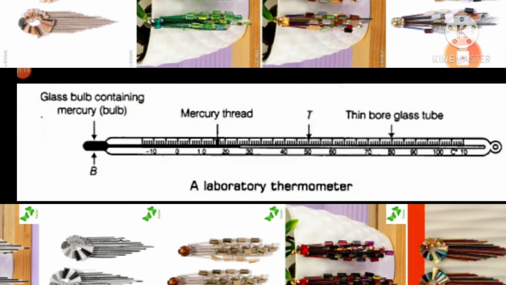In this thin bore glass tube, the numbers are also denoted on the glass tube. This helps us in doing experiments while we use it in a laboratory of a school, or a laboratory of a clinic or a chemical lab. So this laboratory thermometer is used for laboratory experimental processes.